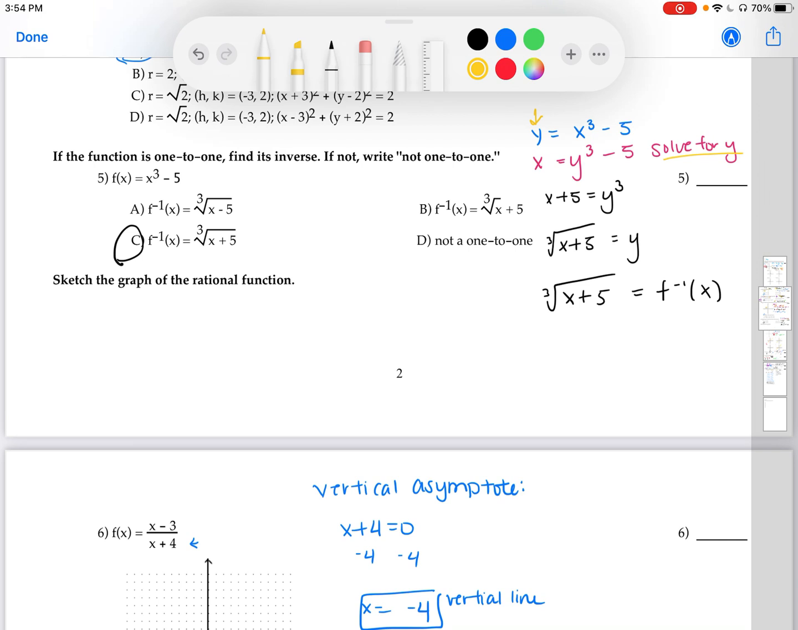Okay, so I want to get y by itself, so let's go ahead and add 5 to both sides. I want to get rid of that cube, so take the cube root on both sides, and we get y by itself. Our answer is the cube root of x plus 5.